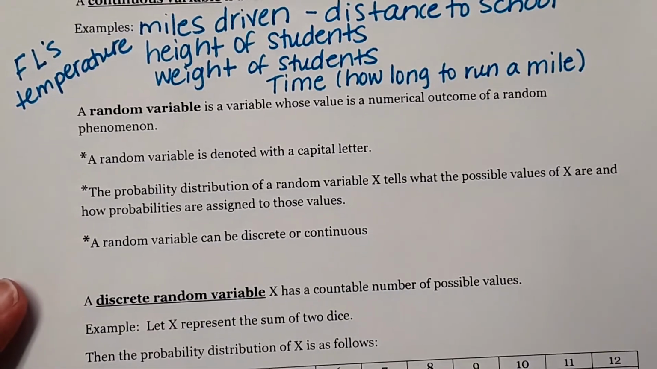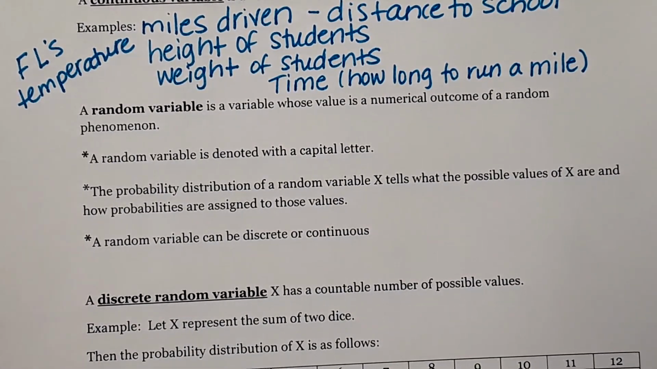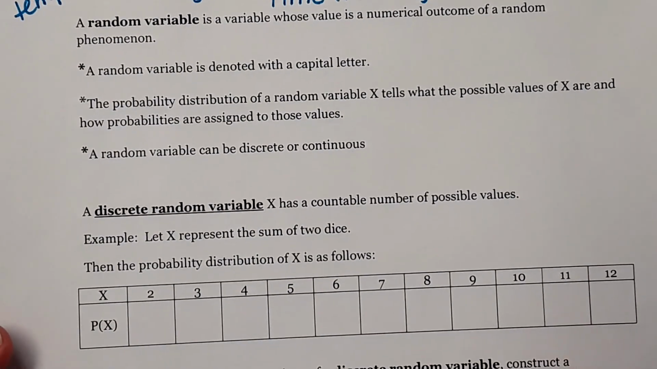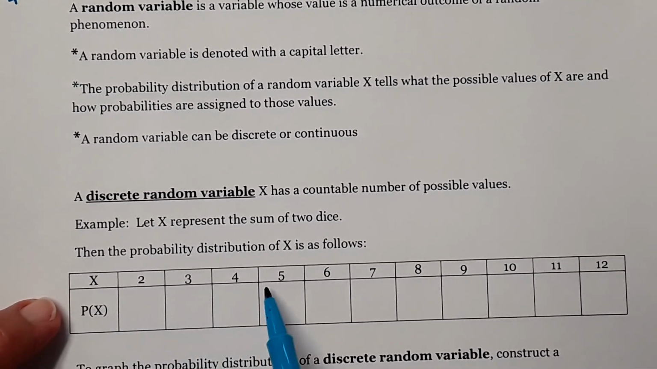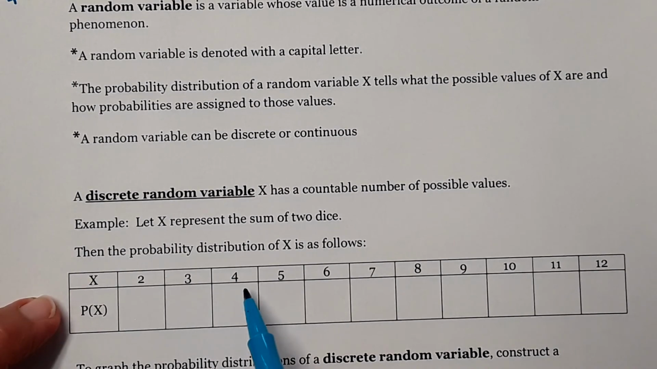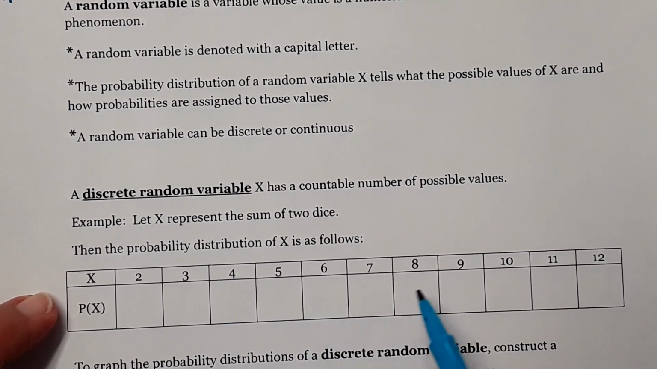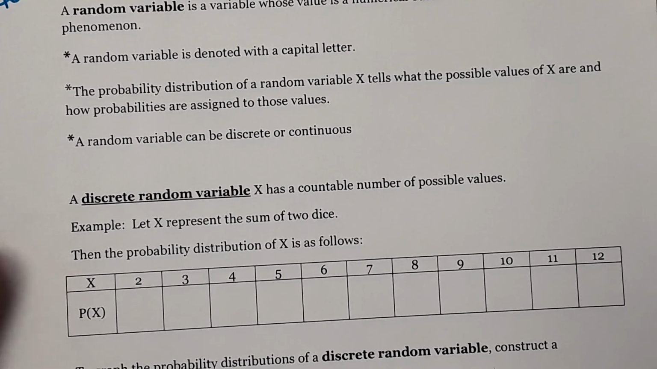Okay, so a discrete random variable. Now notice the word random is in there. A discrete random variable means it's countable and it's going to have a probability. X has a countable number of possible values. Let X be the sum of two dice. Then the probability distribution is as follows. My X values are all the possible outcomes: I can get a 2, a 3, a 4, a 5, a 6, a 7, 8, 9, 10, 11, and 12. Have you guys ever done the distribution of the dice roll before?